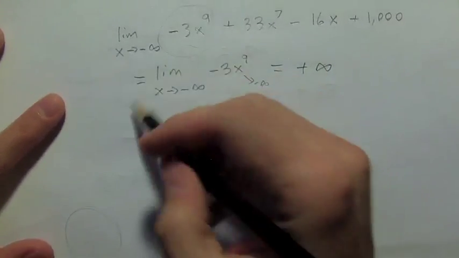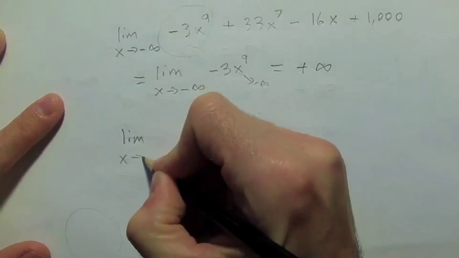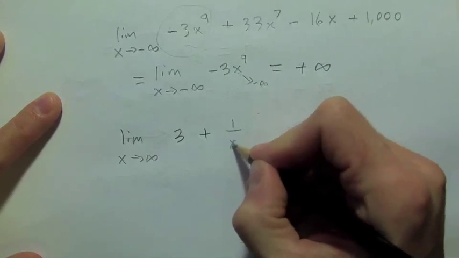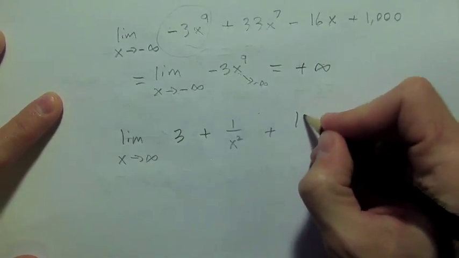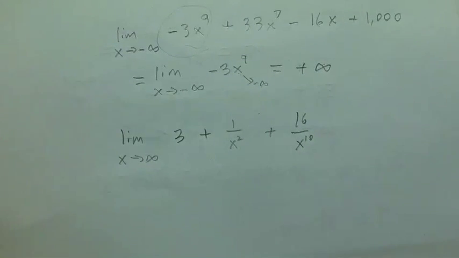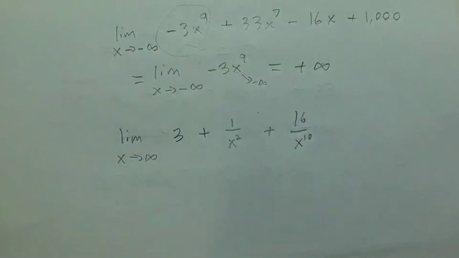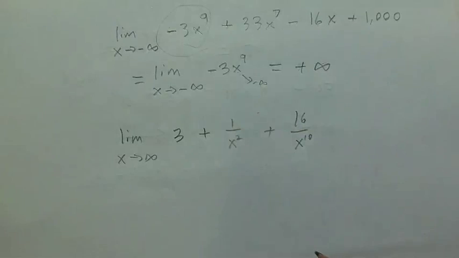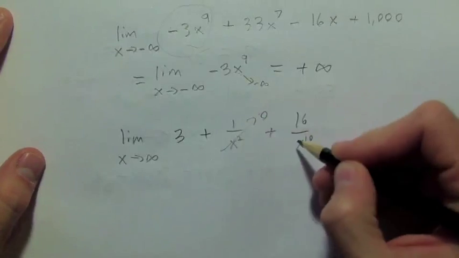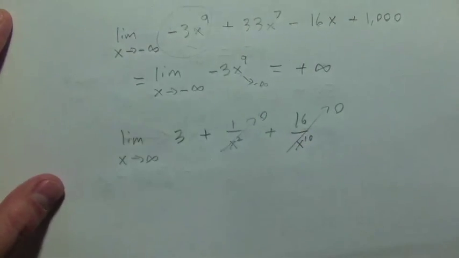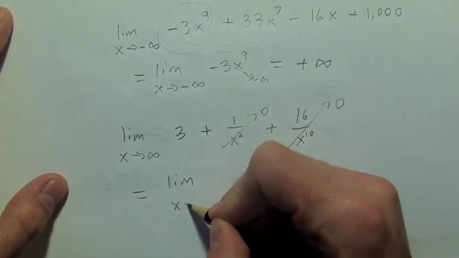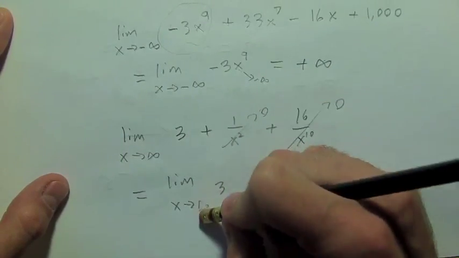How about the limit as x goes to infinity of 3 plus 1 over x squared plus 16 over x to the 10th? This one's a little different. This is going back to the things we saw before. Remember, 1 over x to a power, as x goes to infinity, these are going to go to 0. And then this should just be equal to the limit as x goes to infinity of 3.